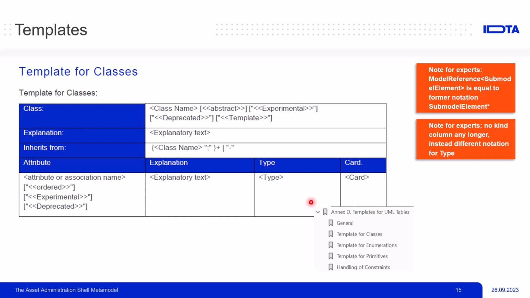And this is how it's written in the specification itself. We have some tables like this. I will not explain everything, but you can have a look at the annex. There everything is explained if you are not sure how to read these tables. For those who know the previous specifications, there was a change. For model references, before it was a star, now it's written as model reference, and then the element of the meta model that is referenced, and there is no kind column any longer.